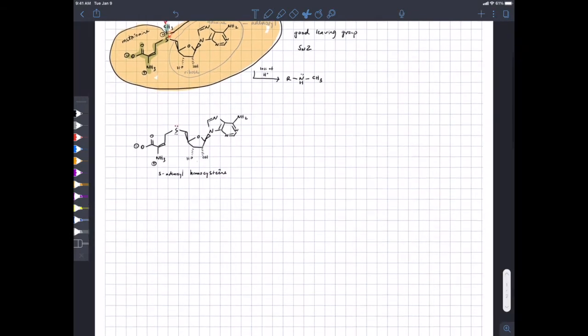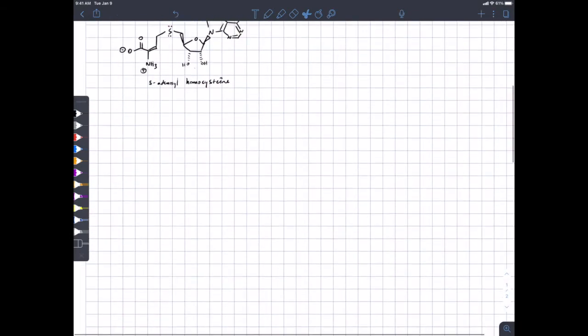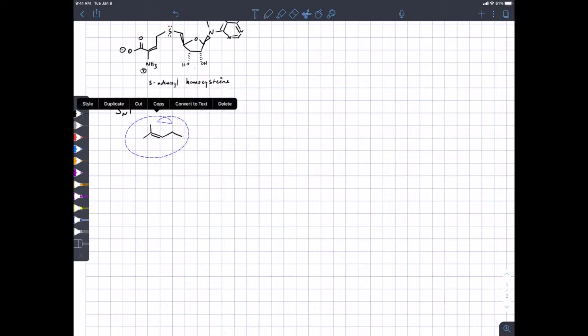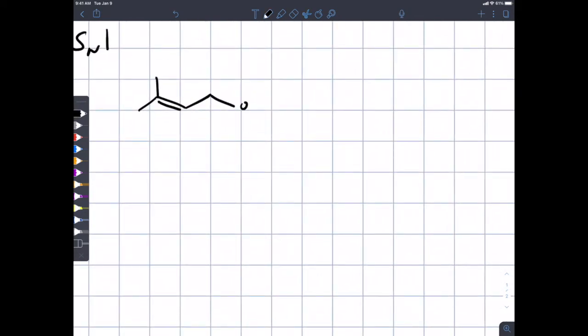Okay, so that's one example of substitution chemistry in biology. There are a lot of other examples of Sn1 reactions involving carbocations in biology. I told you that in the lab we don't tend to use Sn1 reactions very much, but biology uses them a lot to make carbon-carbon bonds. So here is an example of a starting material for an Sn1 reaction in biology. It's called dimethyl allyl pyrophosphate.